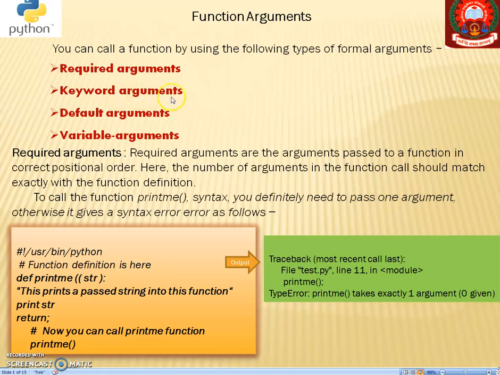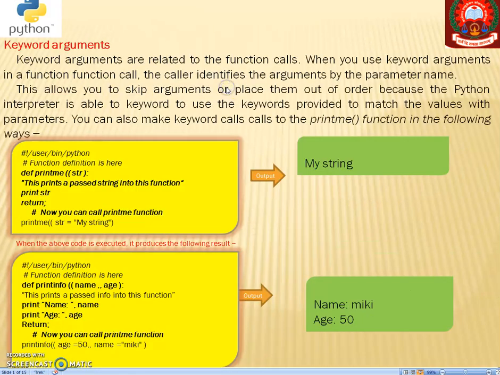Next one will be keyword argument. The second part that we're going to see is keyword argument. Keyword arguments are related to the function call. When you use keyword arguments in a function call, the caller identifies the argument by the parameter name. This allows you to skip arguments or place them out of order, because the Python interpreter is able to use the keyword provided to match the value with the parameter. You can also make keyword calls to the print me function in the following way.